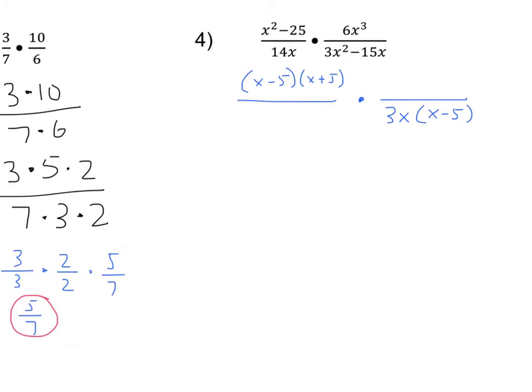Let's talk about how this would factor, 14x. Well, 14 is the same thing as 7 times 2, so I could rewrite that as 7 times 2 times x. Now how about the top here? I have 6x cubed. Well, 6x cubed is the same thing as, well, 6 is 3 times 2.